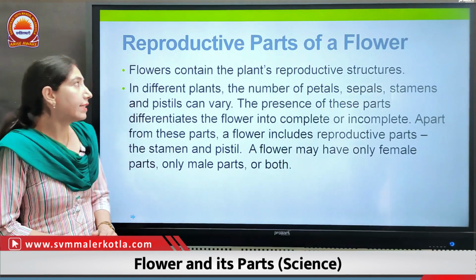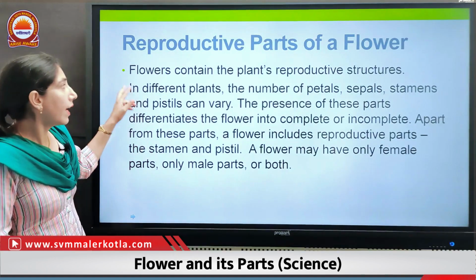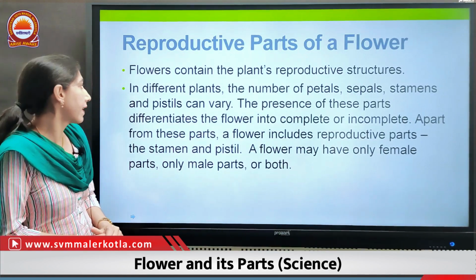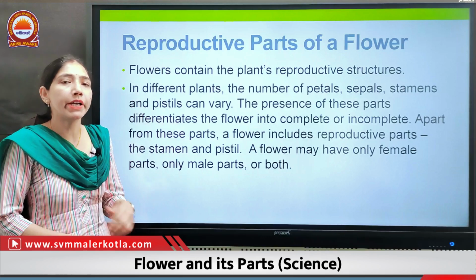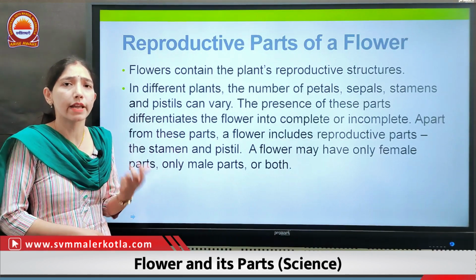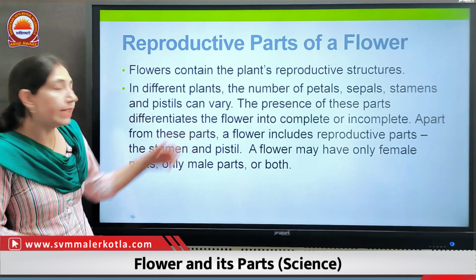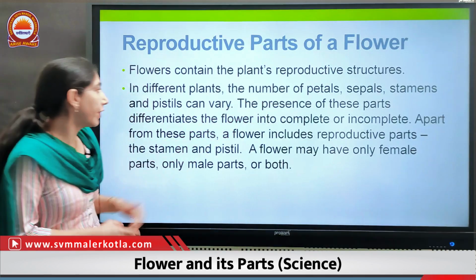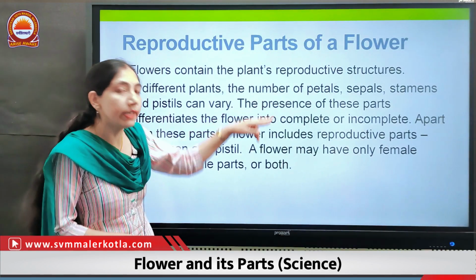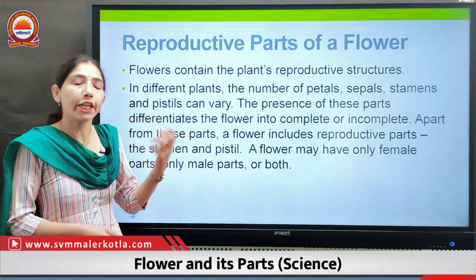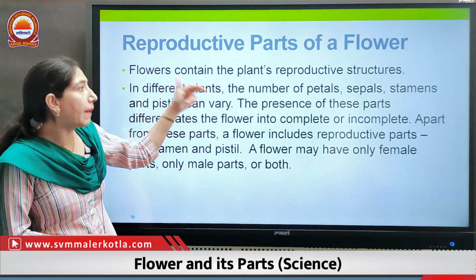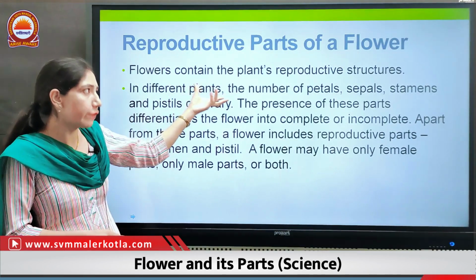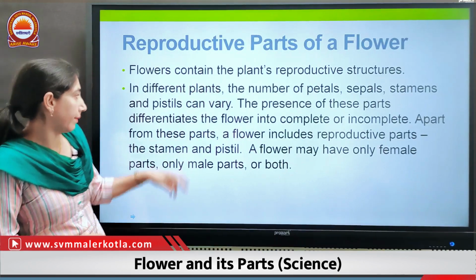After the vegetative parts, there are the reproductive parts of a flower. Flowers contain the reproductive structures. In different plants, the number of petals, sepals, stamens and pistils can vary. It is not mandatory that the numbers of petals, sepals and stamens are equal, but their numbers vary. The presence of these parts differentiates a flower as complete or incomplete. If the flower contains all these parts, like petals, sepals, stamens and pistil, then that is a complete flower. But if some part is missing from these parts, then that is an incomplete flower.